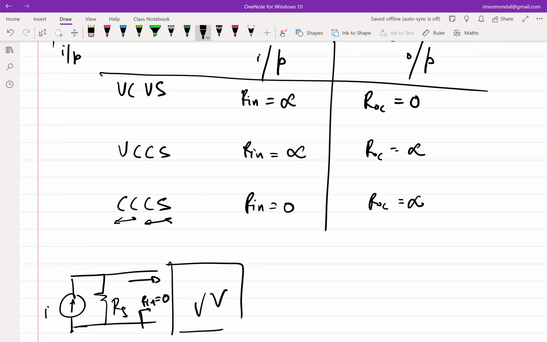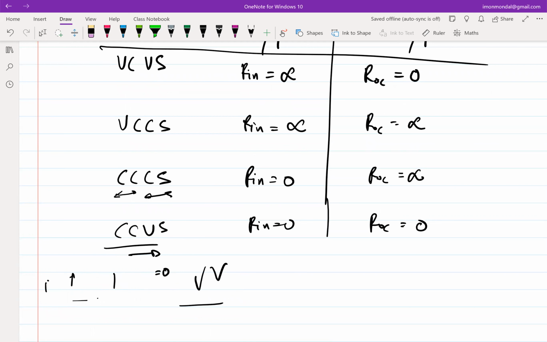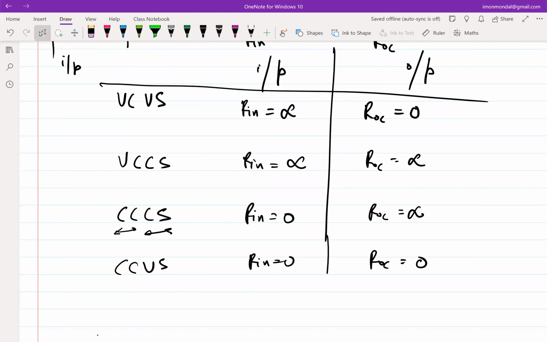Similarly, if you have a current controlled voltage source, then Rin has to be 0 and ROC has to be 0, right? And this is an ideal scenario. Obviously, you will never get infinity or 0, which means you will always get some approximation. This is the table for ideal.